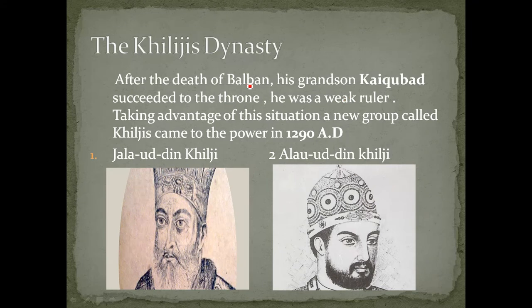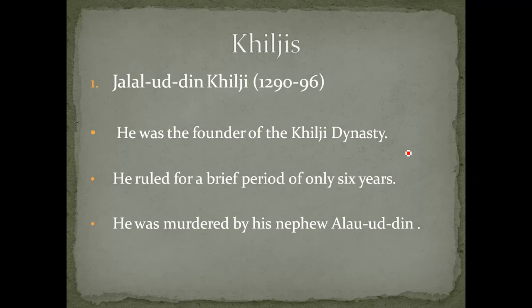All right. Now, after the death of Balban, the last ruler of the slave dynasty was Kaiqubad, and he succeeded to the throne, but he was a weak ruler. Taking advantage of this situation, a new group called the Khiljis came into power in 1290. In the Khiljis, we will be doing two important rulers. One, Jalal-ud-din Khilji, and number two, Alauddin Khilji. So let's move on to that.